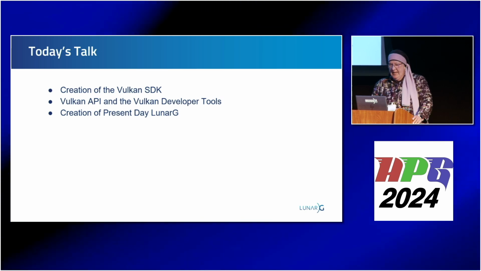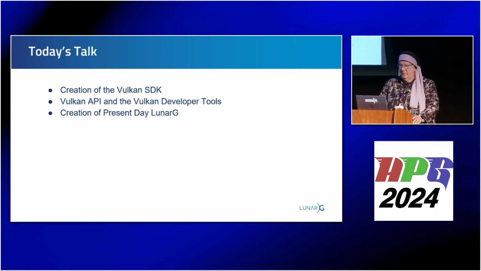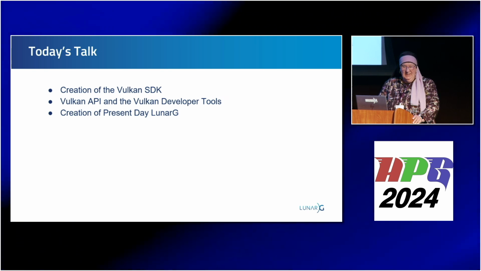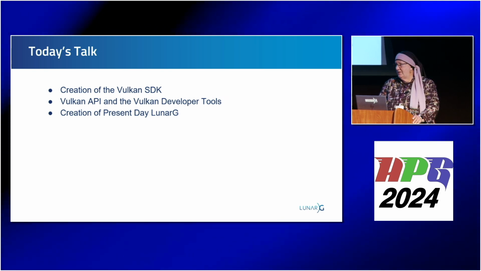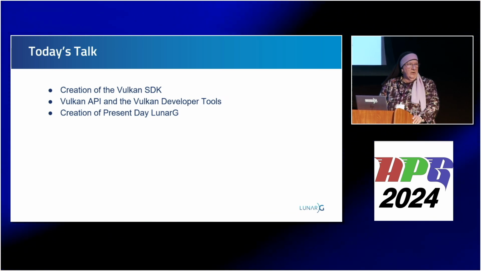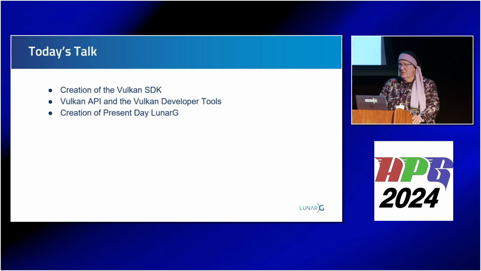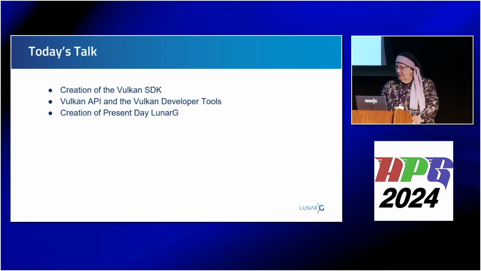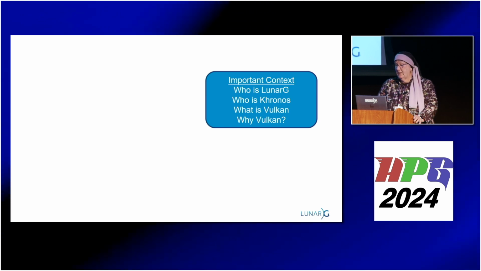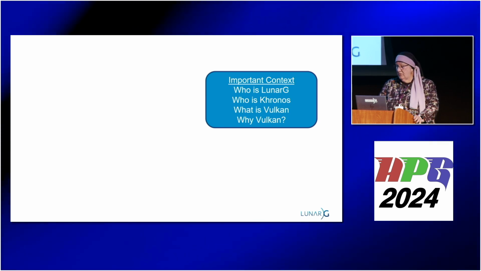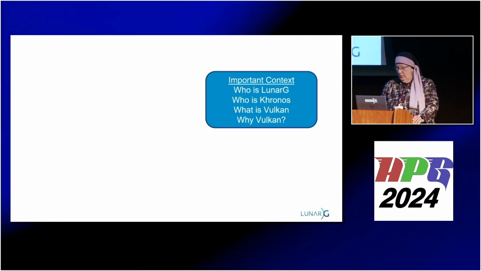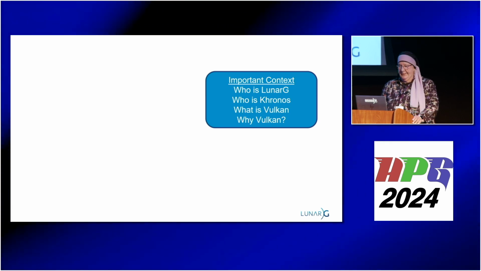So, you're going to hear about how the Vulkan SDK was created. You're going to get some basics about the Vulkan API and the Vulkan developer tools. And I'm also going to tell you the story about how the present-day LunarG was created. So there is some important context that I have to start out with, like who is LunarG, who is Khronos, what is Vulkan, and why Vulkan. So bear with me, but I feel like this context is needed.